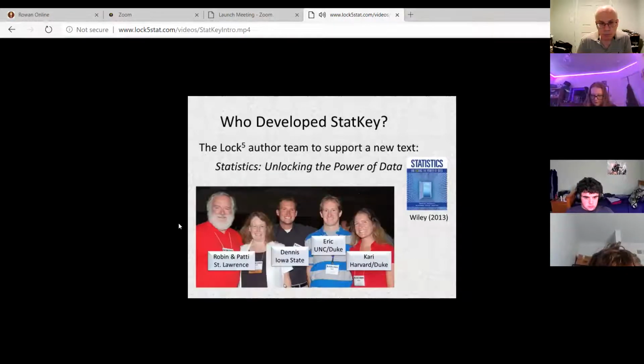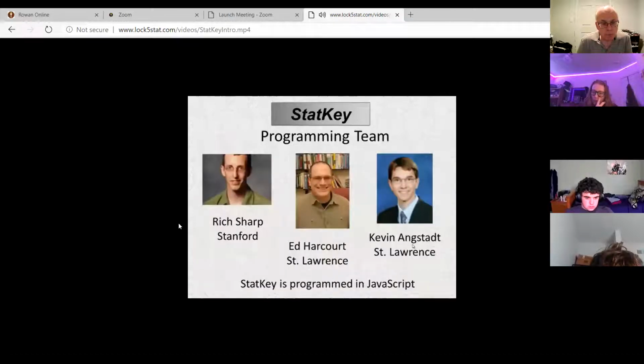The developers are the Lock5 author team, who've recently produced a book called Statistics: Unlocking the Power of Data. Here's the team here. And this has just come out now from Wiley as a new book which uses randomization and bootstrap techniques as the foundations for developing inference with students. Program support comes from Rich Sharp at Stanford University, who did a lot of the initial programming, and then Ed Harcourt and Kevin Angstadt, who are at St. Lawrence University, have done a lot of the follow-up work, and it's all programmed in JavaScript.